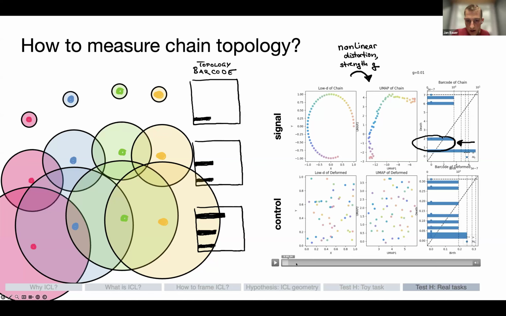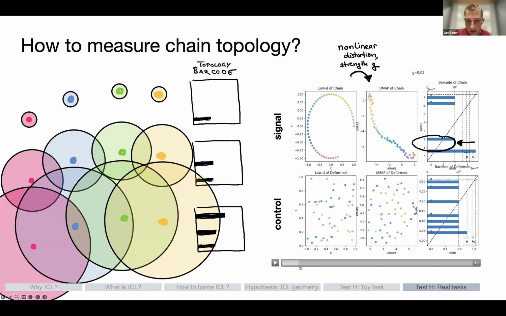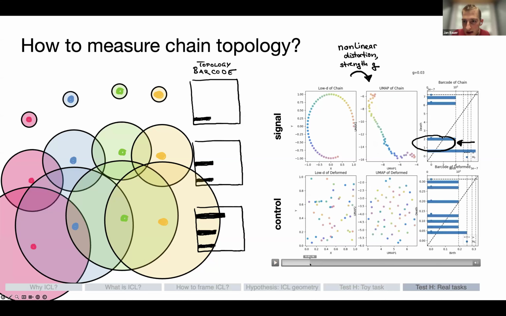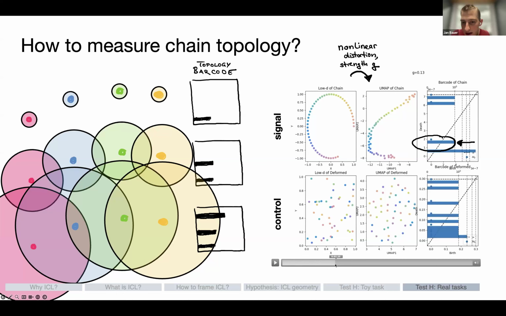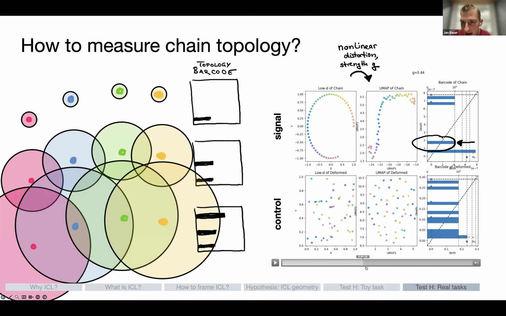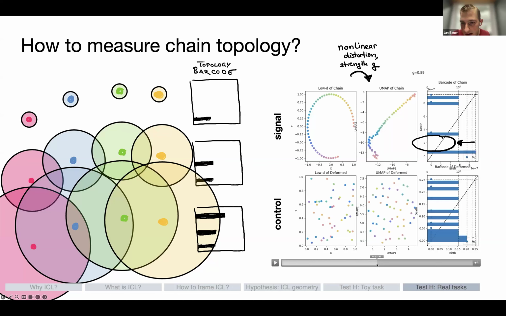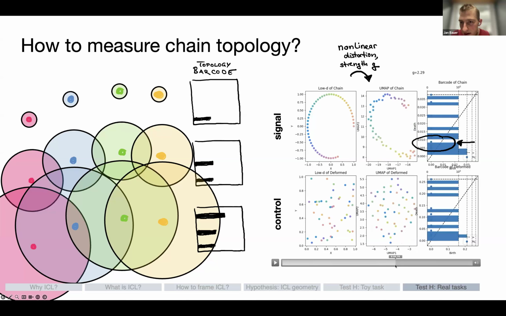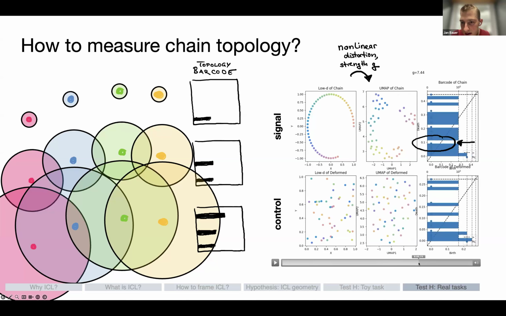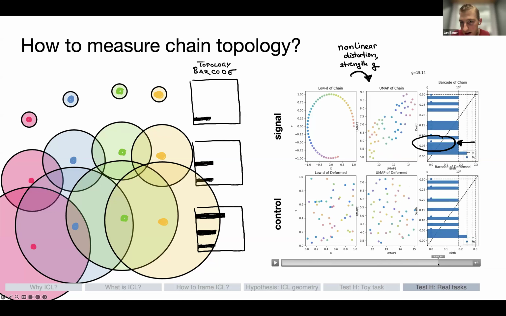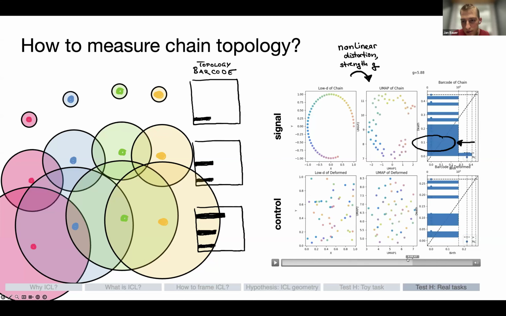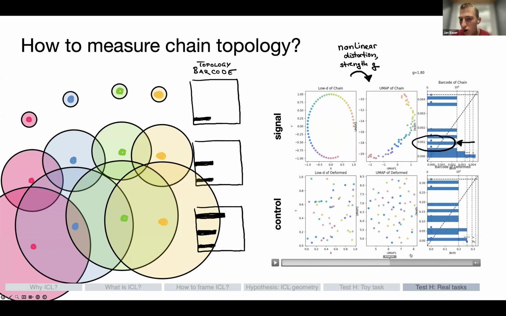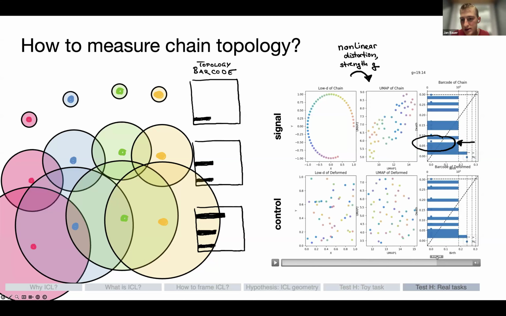And if I now play this movie, so here it goes, what you can see is that for the chain, you have this signature here, and as I increase the noise, so you can see g varies, this distortion strength, at some point the signature disappears. And you can also see that the chain structure is destroyed now. And in contrast, on the bottom panel, the UMAP and the barcode of the control just don't show any signature at all.